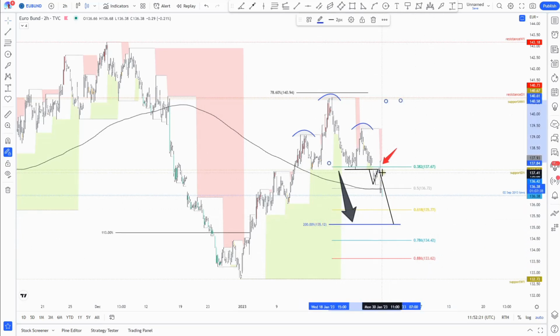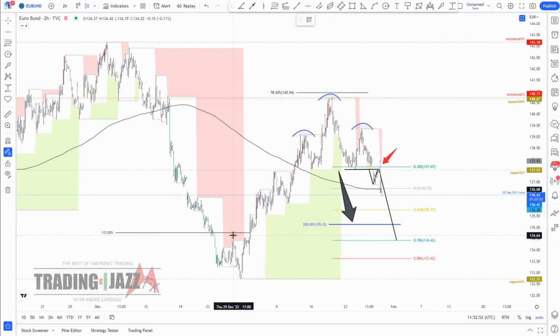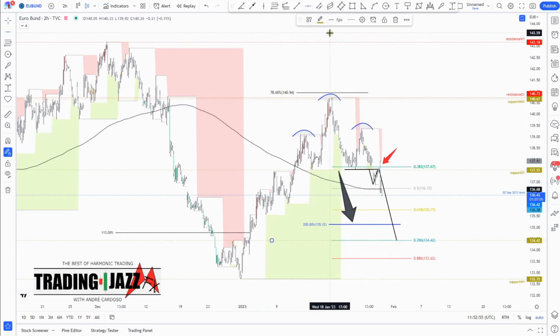Of course, the projection may fail just by a few points, but that's where the default target for that pattern is now projected. So 135.12. This is a few points, let's say between the 61 and the 78.6% Fib. So let's pay attention also to those Fibonacci levels, in particular the 78.6, because I want to see that 200% Fibonacci extension being hit. The 78.6 also points, as you can see, to this previous structure resistance.